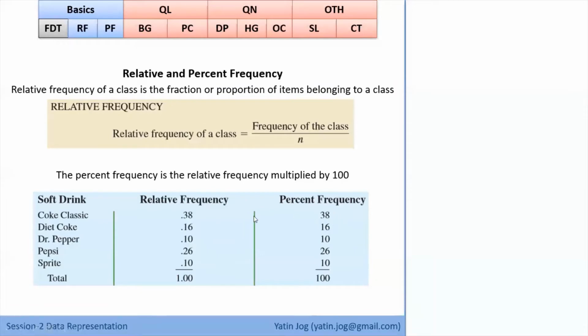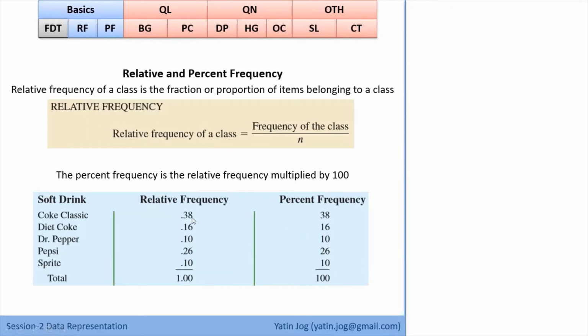So I can say 38% of participants like Coke Classic, 16% of participants like Diet Coke, and so on. Again, the total of the percent frequency has to be 100. So the total of relative frequency has to be 1 and the total of percent frequency has to be 100. So this gives me the portion of my total frequency that is for Coke Classic.